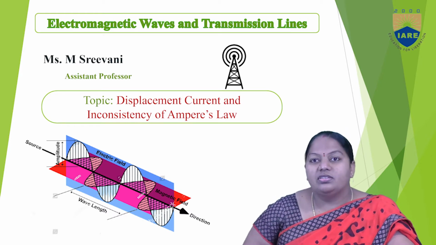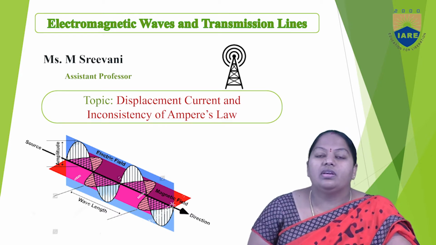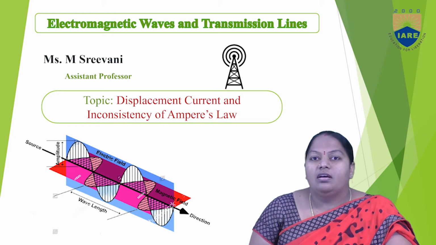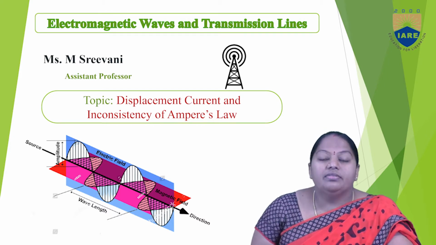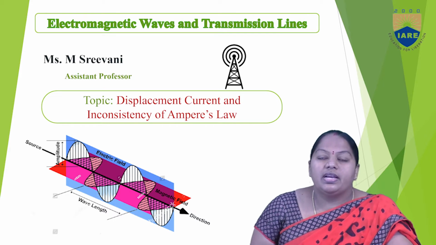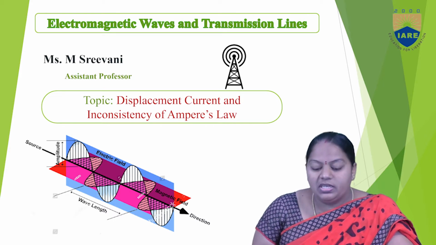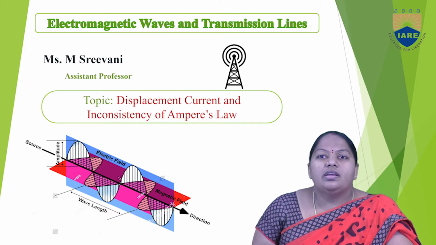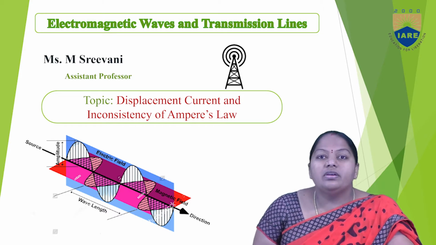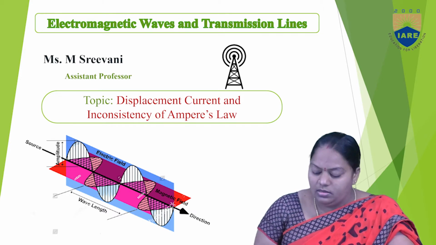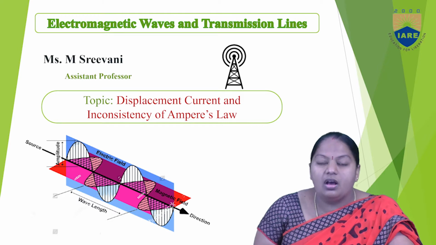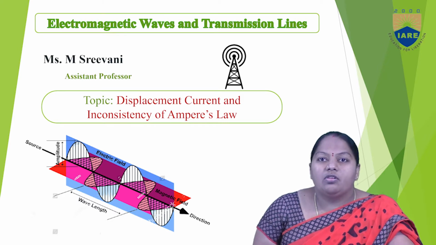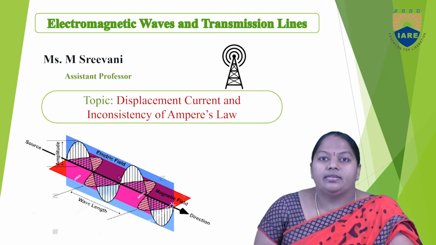In today's lecture, we are going to learn one of the important topics in time-varying fields, or electromagnetic fields, called displacement current, followed by displacement current density. Then, what is the inconsistency in Ampere's Circuital Law? Before discussing this inconsistency in Ampere's Circuital Law, let me introduce the topic called displacement current.